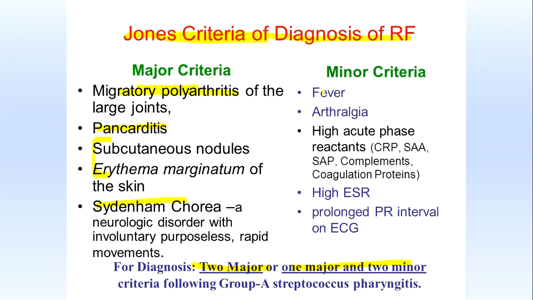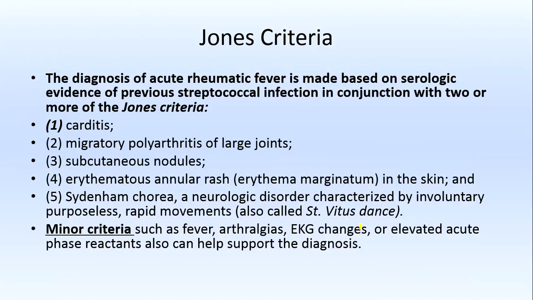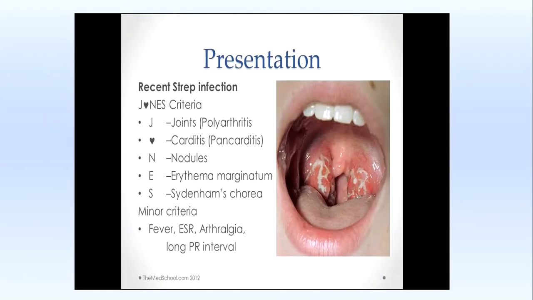Minor criteria include fever, arthralgias, high acute phase reactants, high ESR, and prolonged PR interval on the ECG. You can remember the Jones criteria with this mnemonic: J for joints, polyarthritis; carditis, pancarditis; O for nodules; E for erythema marginatum; S for Sydenham chorea.